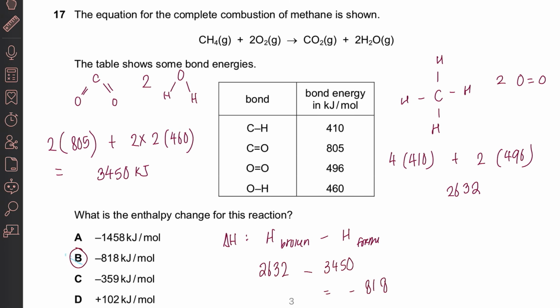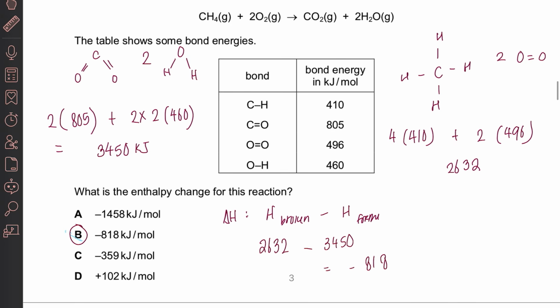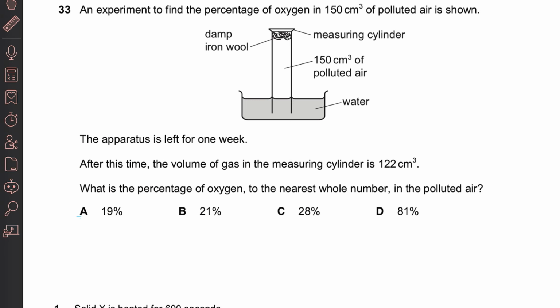Remember, in combustion, energy is released, so automatically you can say it's going to give you a negative answer. It's not taking in energy. Next question, an experiment to find out the percentage of oxygen in 150 centimeter cube of polluted air is shown. So this is the 150 centimeter cube of air. You need to find the percentage of oxygen.